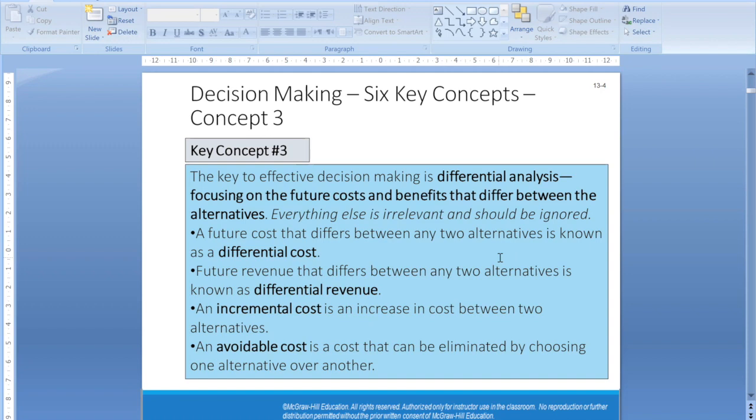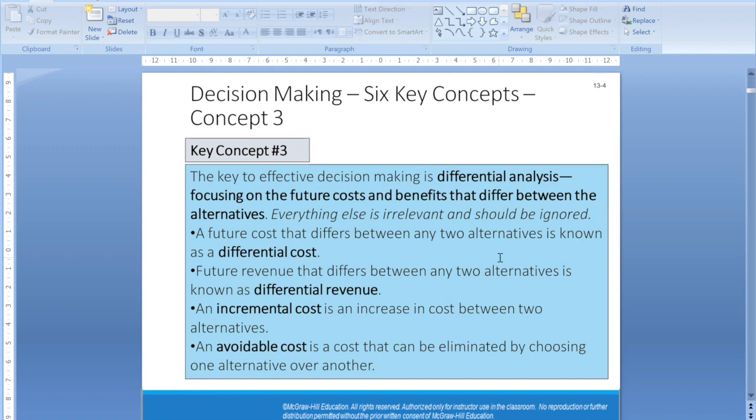Do you remember the word incremental? What is incremental? Additional. The incremental word, which is additional. I have that base, so any additional revenues or costs will be considered. Incremental costs is the increase in costs between 2 alternatives, and incremental benefits or revenues, which is the increased benefit or revenues between 2 alternatives.